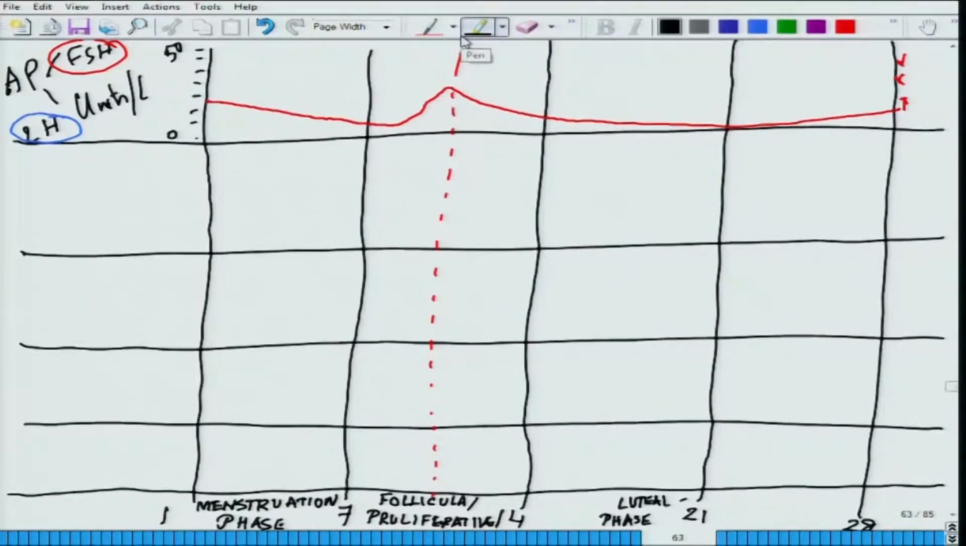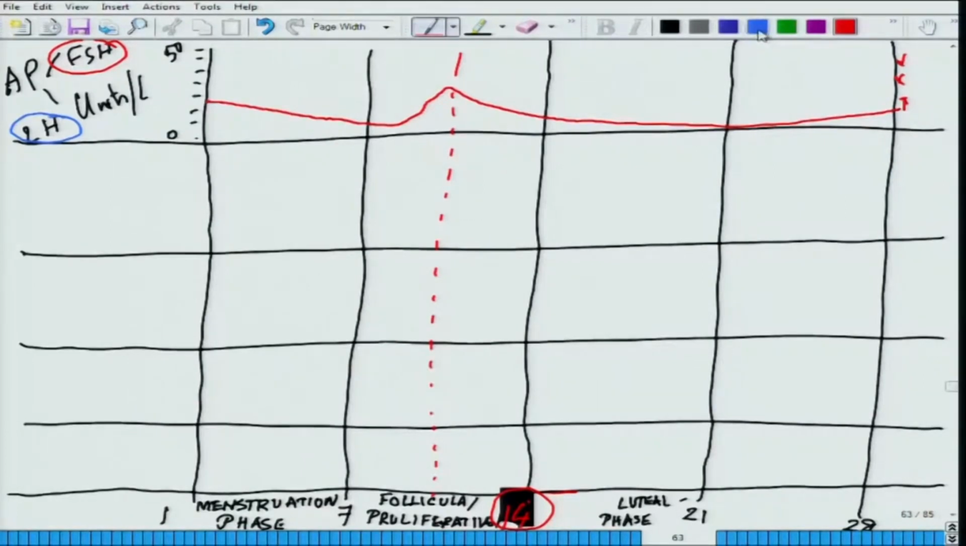Okay. So, if this is 7th day, this is day 14. So, just before day 14, this is the ovulation, that is why I marked it as a red circle. This is the ovulation phase when it is taking place.